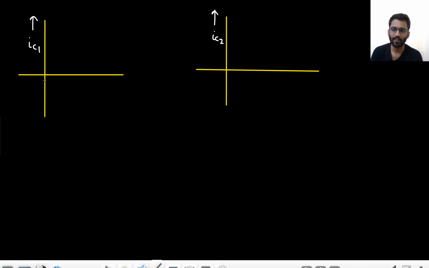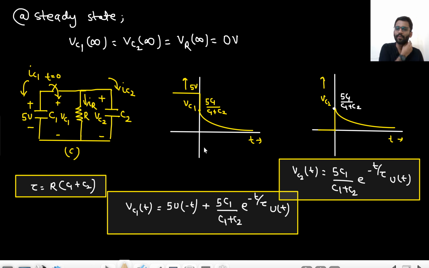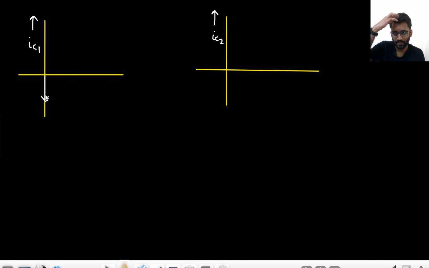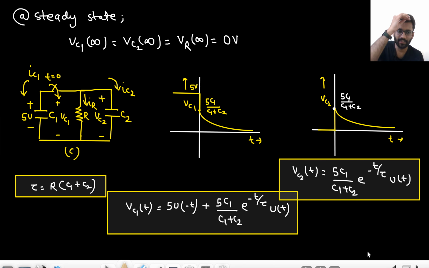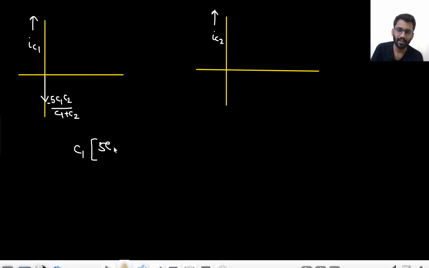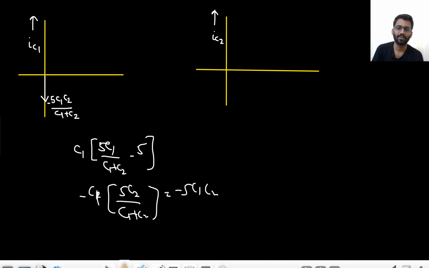At t equals to 0, what is happening? At t equals to 0, it is having this impulse. From 5 it is going down to 5 C1 upon C1 plus C2, right? So the impulse will be 5 C1 C2 upon C1 plus C2 and negative sign will be there. How have I written it? C1 into the change in the voltage. What is the change in the voltage? 5 C1 upon C1 plus C2 minus the initial voltage. So what will you get? C1 into 5 C2 upon C1 plus C2 and negative sign will be there. So it will be minus 5 C1 C2 upon C1 plus C2.